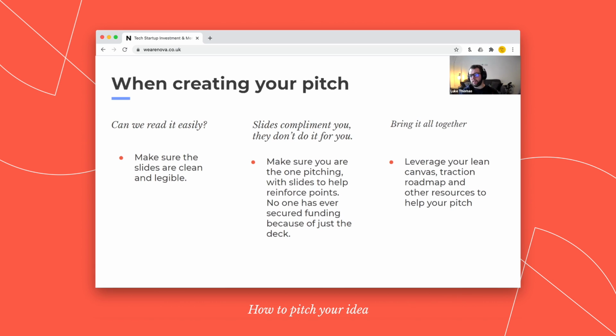So again, no one's ever secured funding because their deck did it for them. It's the combination of the two. And bring it all together, what you've learned so far. So we're looking for people who have taken in the learning from Lean Stack, who have adapted their lean canvas based on what they're learning, and have clear traction roadmaps for the goals they need to hit in order to be successful.